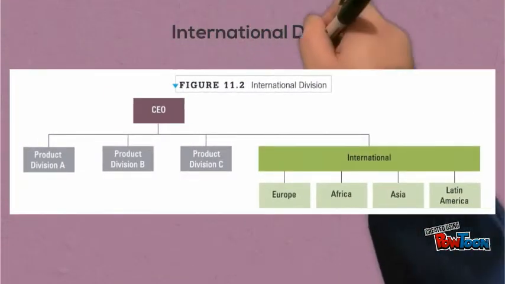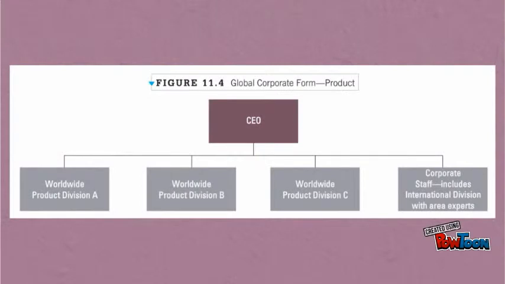Ford, IBM, Walmart, these are some of the world's largest companies, and they all use an international division. In this type of organization, different geographic regions each get their own division. However, as overseas operations increase, in most cases, many times the international division is scrapped.